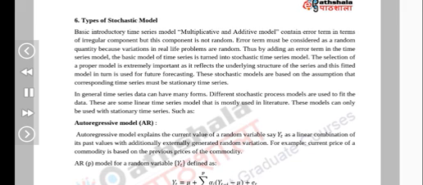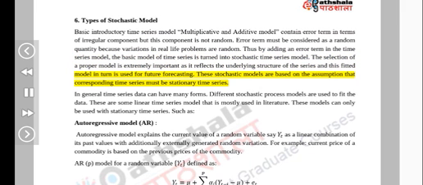Types of stochastic model. Basic introductory time series models, multiplicative and additive models, contain the error term in terms of a regular component, but this component is not random. The error term must be considered as a random quantity because variations in real-life problems are random. Thus, by adding an error term in the time series model, the basic model of time series is turned into a stochastic time series model. The selection of a proper model is extremely important as it reflects the underlying structure of the series, and this fitted model in turn is used for future forecasting.